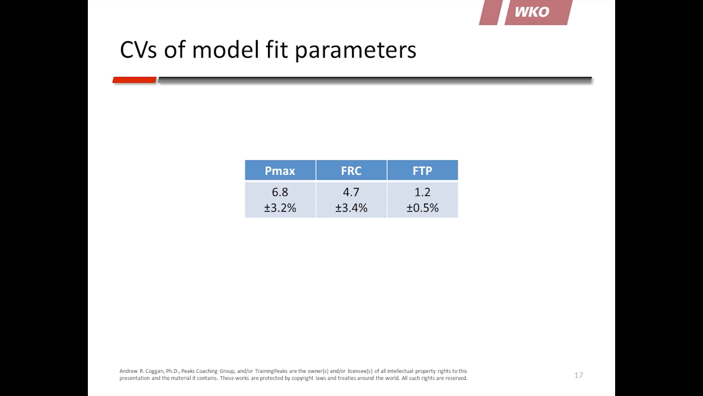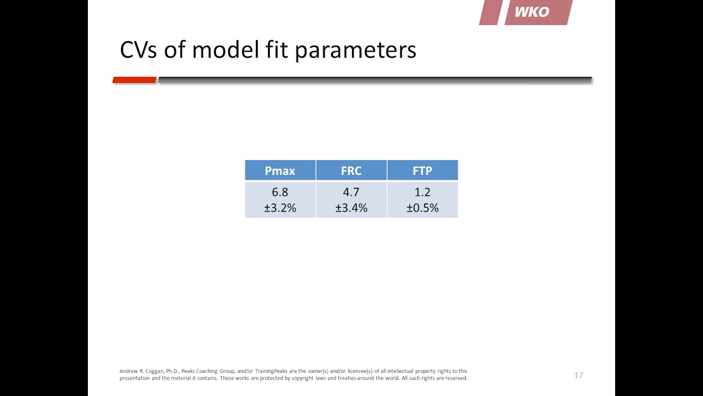On the other hand, as you can see here, the CVs of the model fit parameters are actually quite tight, with FTP in particular only 1.2%. So that supports the conclusion really that Pmax, FRC, and FTP are different things. They are unique signatures of somebody's power duration relationship, or if you want to think of it, the shape of their mean maximal power curve.